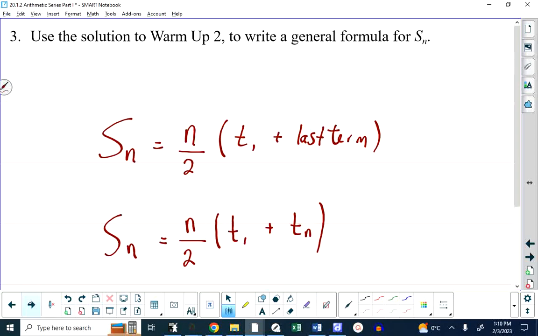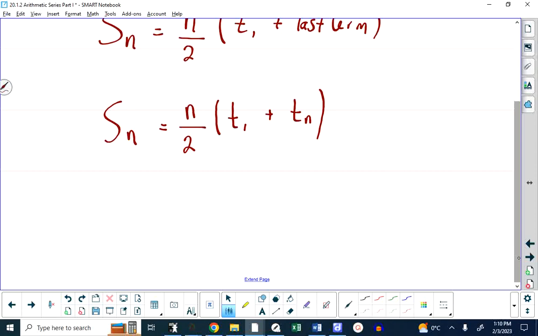Well, let me explain it to you by way of an example. Let's say, and I don't think you need to write this down. In fact, I'm not sure you should write it down. Let's say that you were asked to find S25. So you have some kind of a series, right? And you want to add up the first 25 terms. And by the way, even though you're dividing by 2, it still works if it's an odd number of terms. We have changed this n to 25.